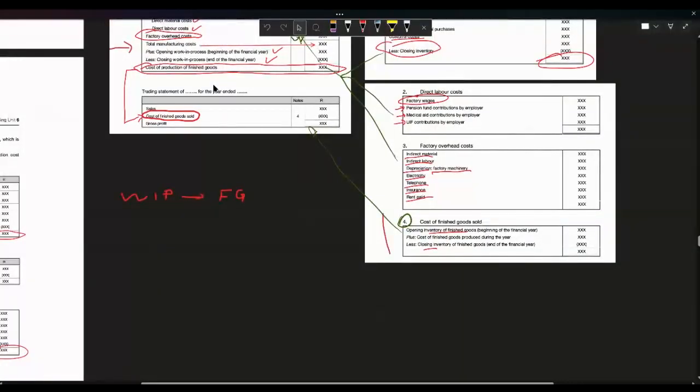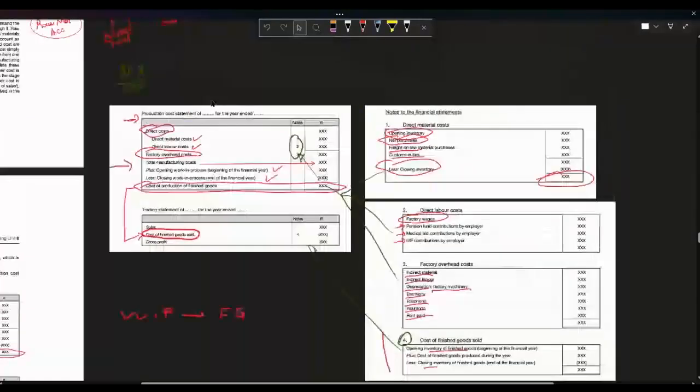All right, so the factory overhead cost will have all your indirect material, indirect labor, depreciation of factory machinery, electricity for the factory, telephone for the factory, insurance for the factory, and rent paid for the factory. These all will be taken into account and added up together, right? So the purpose of these three musketeers, as you can see, is to provide us the total manufacturing cost.